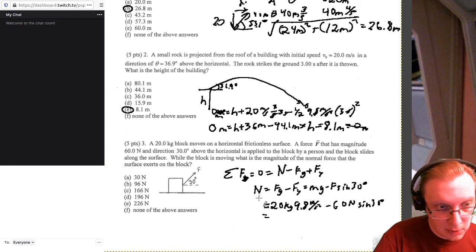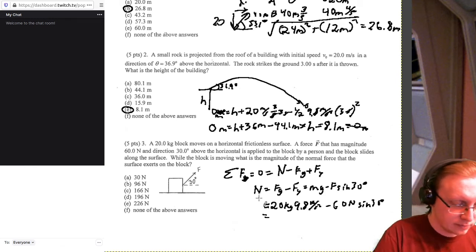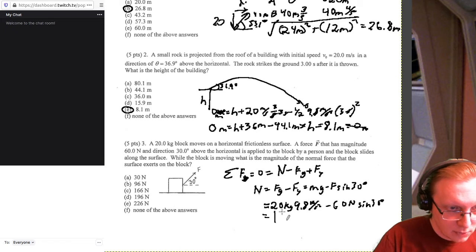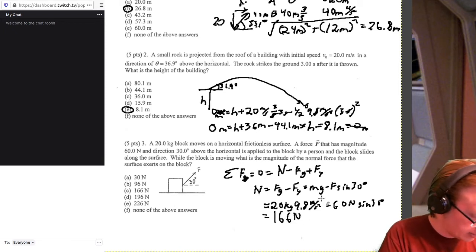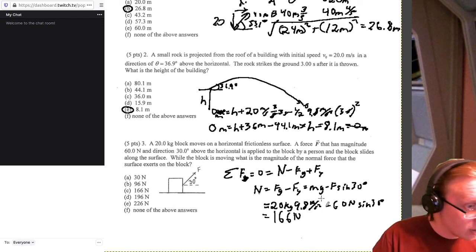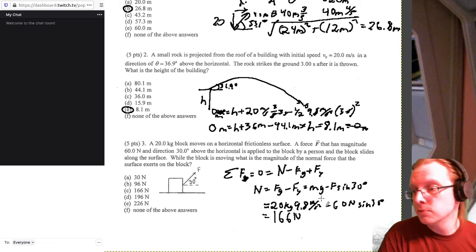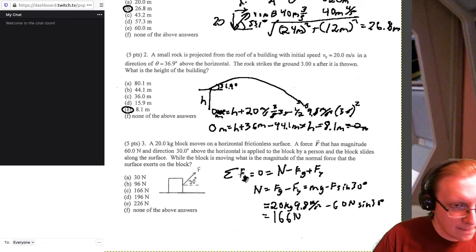20 times 9.8 minus 60 times sine of 30. We're in degrees, very good. All right. Nice round number. 166 newtons. Just out of curiosity, was the alternative wrong answer also here? 144? It was not. Interesting. So if you had messed up and put cosine here, you got 144 and change, and 144 is not provided.